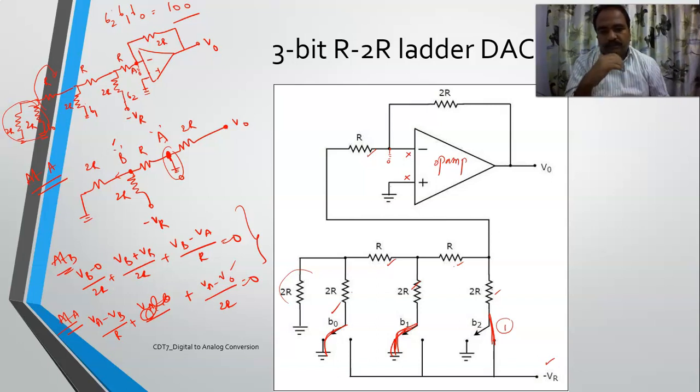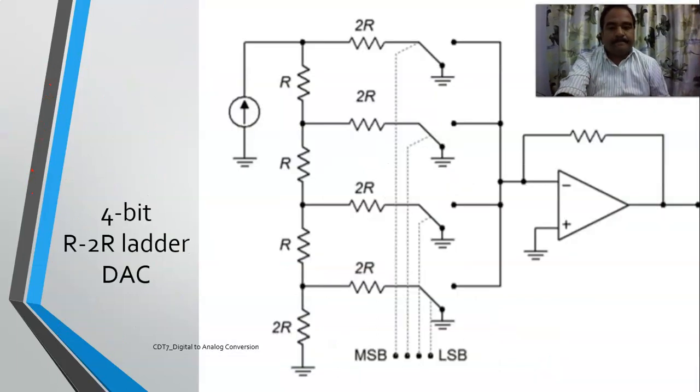So one more thing: this is a 4-bit type of structure. If you carefully see, this is another typical structure of an R2R ladder DAC.